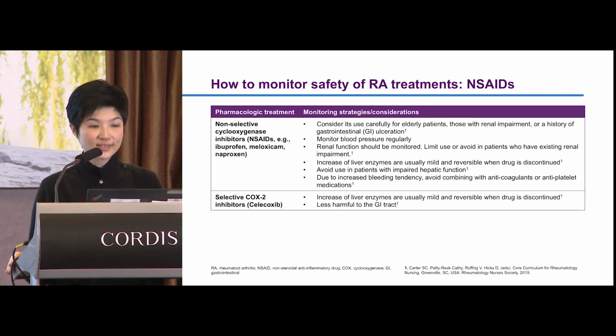So for selective COX-2 inhibitors like Celebrex, it can increase liver enzymes, but it is reversible when the drug is discontinued. And when compared to traditional NSAIDs, it is less harmful to the GI tract.